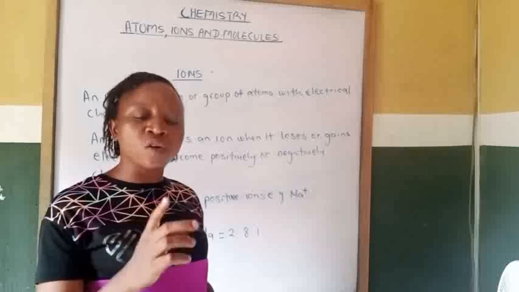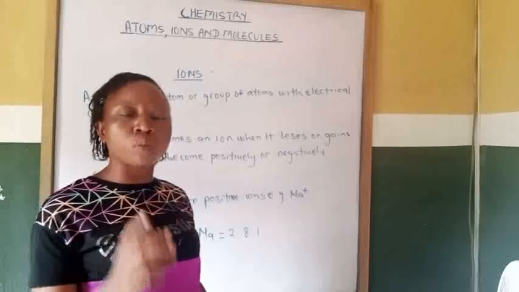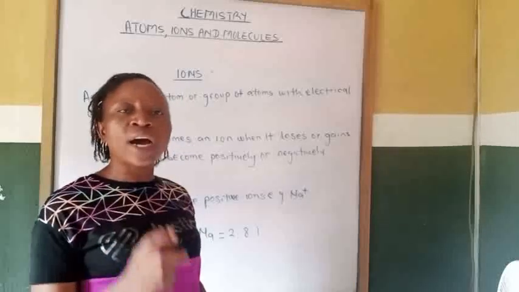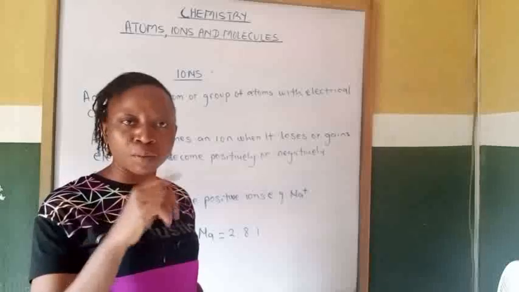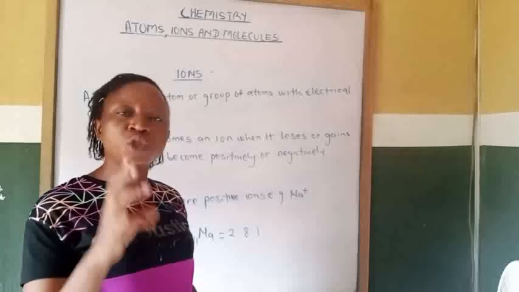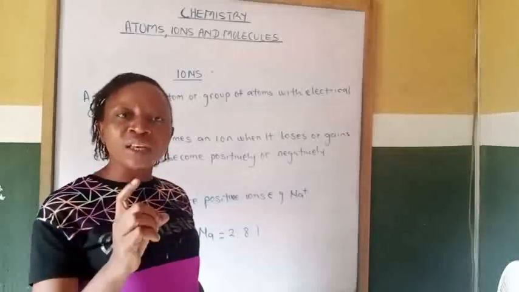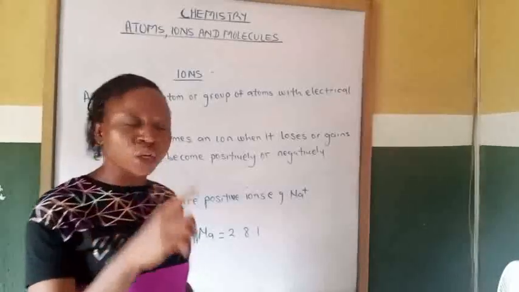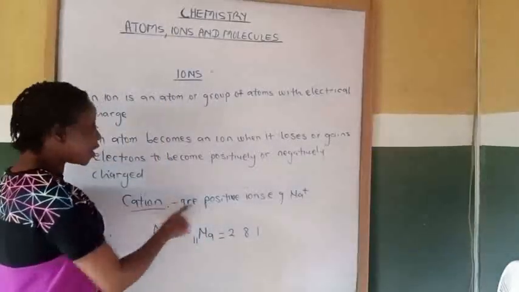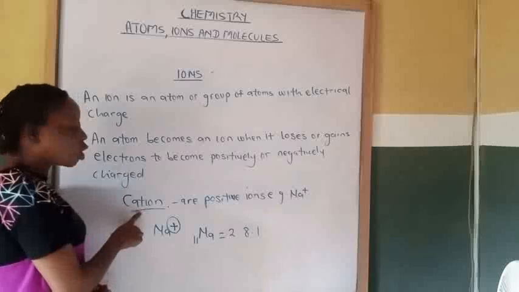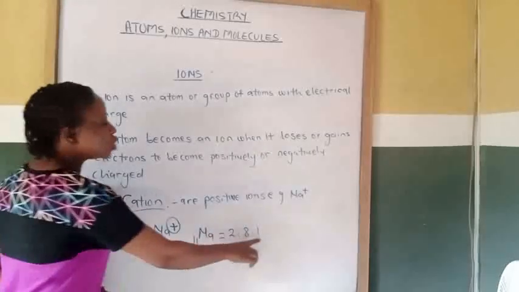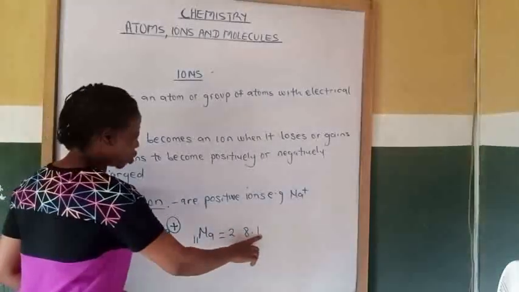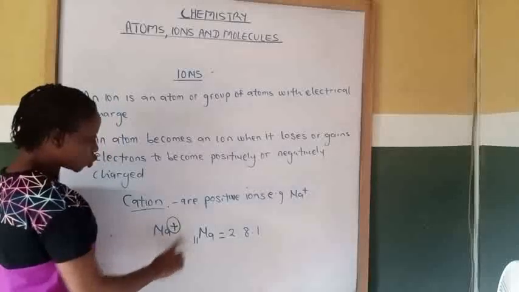So positive ions are those elements or atoms with 1, 2, and 3 electrons on their outermost shell. Elements with 1, 2, and 3 electrons on their outermost shell are called positive ions, and they are called cations. So this one has 1 valence electron and therefore the charge on it is +1.